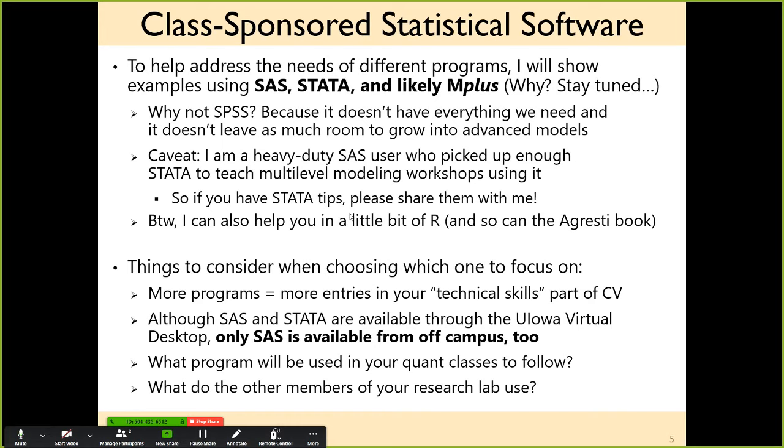Keep in mind that in terms of pragmatics, if you don't have access to these programs elsewhere, the University of Iowa Virtual Desktop has access to them. You have access for free from anywhere in the world, so long as you're trying to access SAS. Stata is only possible to be accessed through the virtual desktop while you are on campus. So if you're deciding which program is going to be most useful, that's something to keep in mind.